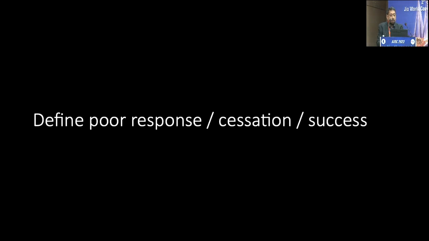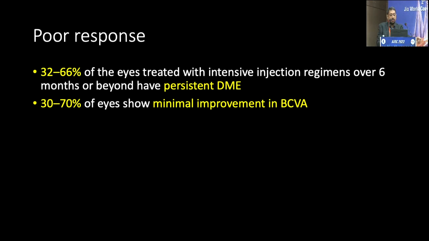So that was the point of defining what you mean by standard treatment. Now let's define poor response, okay? Essentially, if you look at the figures, roughly 70% of people have either a poor visual response or a poor OCT response. That's a really important fact to know: a patient coming to you with DME, 7 out of 10 chances he'll still have DME after you try your best with him.